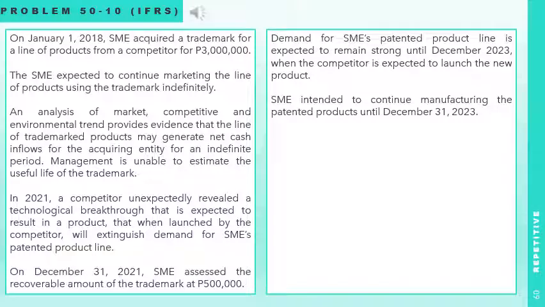In 2021, a competitor unexpectedly revealed a technological breakthrough that is expected to result in a product that, when launched by the competitor, will extinguish demand for SMEs' patented product line. On December 31, 2021, SME assessed the recoverable amount of the trademark at 500,000. Demand for SMEs' patented product line is expected to remain strong until December 2023, when the competitor is expected to launch the new product. SME intended to continue manufacturing the patented products until December 31, 2023.